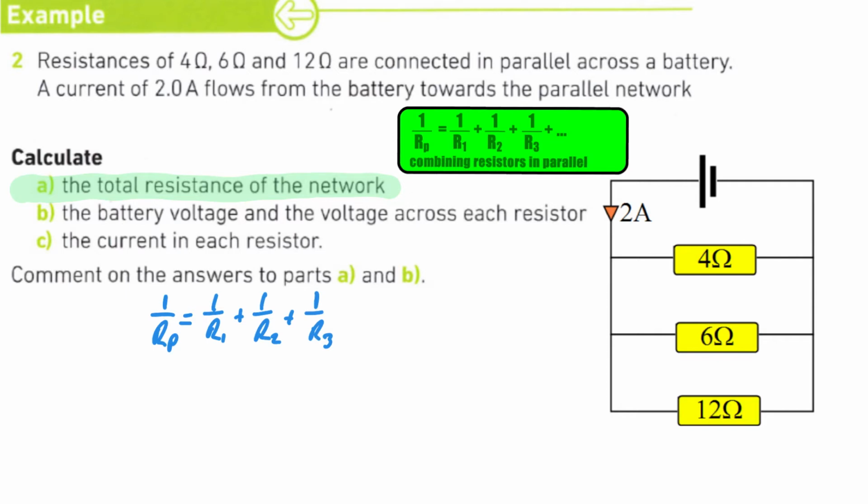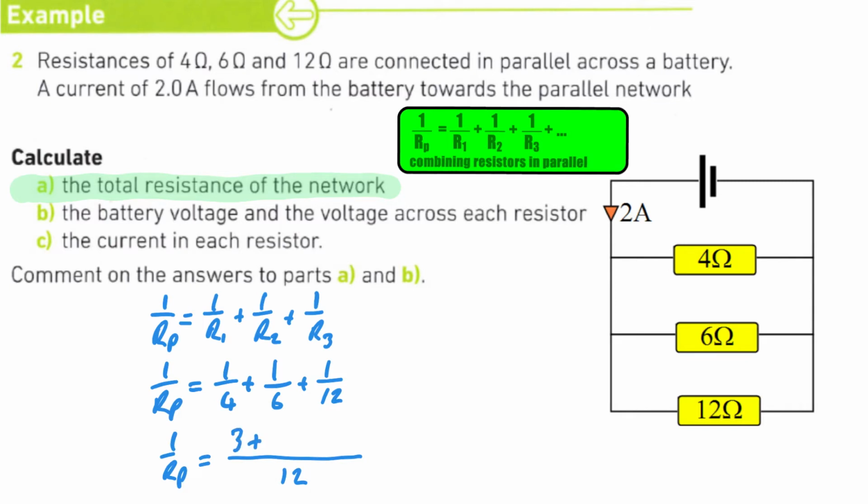So we need to fill these in. 1 over 4 plus 1 over 6 plus 1 over 12. And we need to take a common denominator, and that would be 12 in this case. So a quarter is going to be 3/12, a sixth is going to be 2/12, and a 12th is obviously going to be 1/12, and that gives us a total of 6/12. Now remember, that is not a value for Rp, that's a value for 1 over Rp. So if 1 over Rp is 6/12, then Rp is 12 over 6, which means the resistance of this combination is 2 ohms.